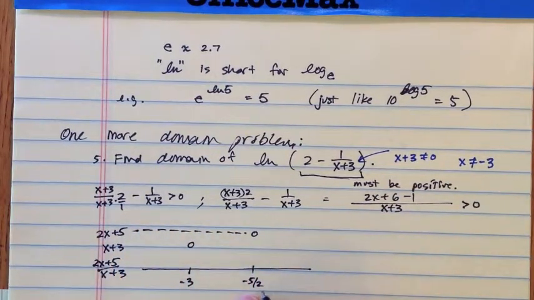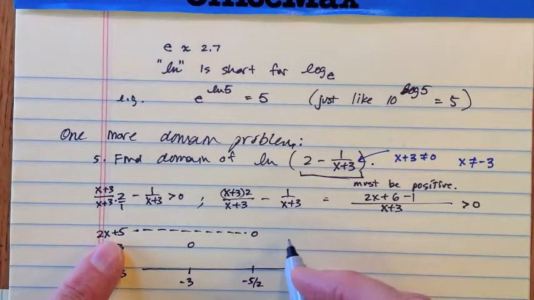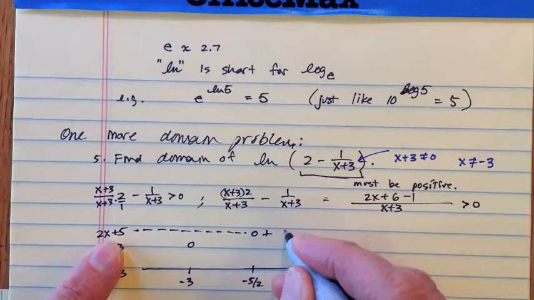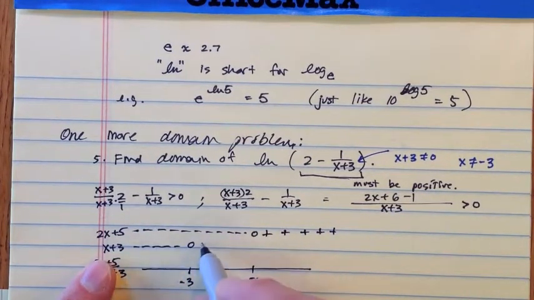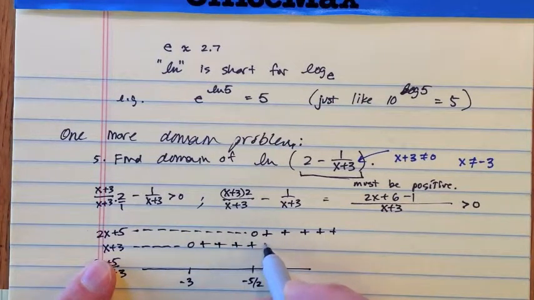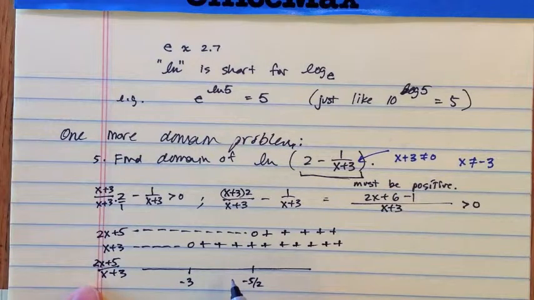And over here, something to the right of that, how about x equals 0? When x is 0, that's 5. So this is positive over here. And similarly, I find this is negative and then positive there. So what about their quotient? Negative divided by negative is positive. Negative divided by positive is negative. Positive divided by positive is positive.